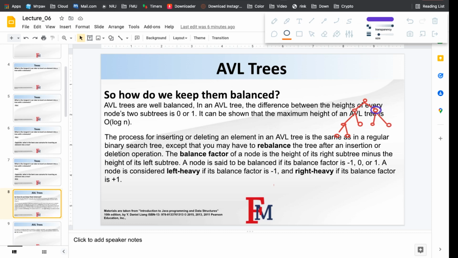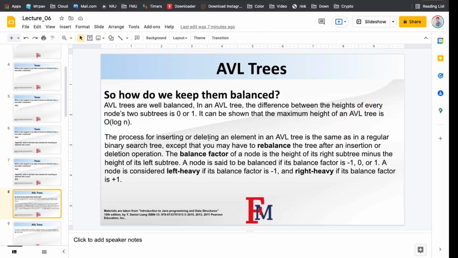So if I take a look at this node, for example, the height of the left subtree is, I guess, 1, right? And the height of the right subtree is 0. So the difference is either 0 or 1, right? If I take a look at the root, what is the height of the left subtree? 1, 2. What is the height of the right subtree? It's just 1. So the difference between 1 and 2 is 1 or -1. So again, this tree is considered to be balanced, and that's an example of an AVL tree.